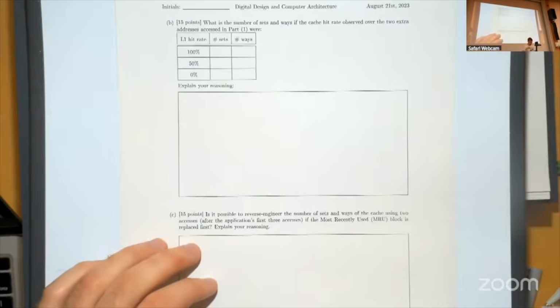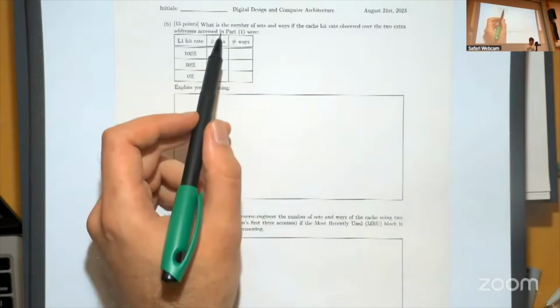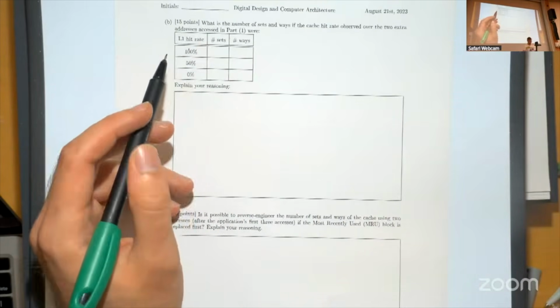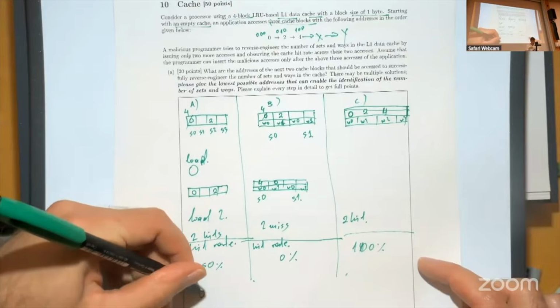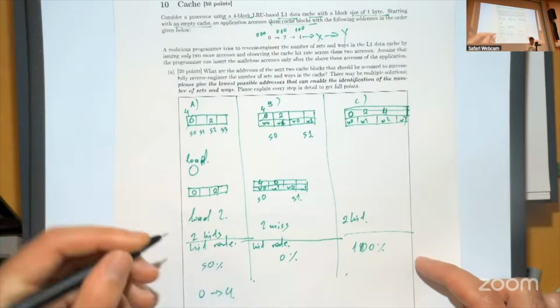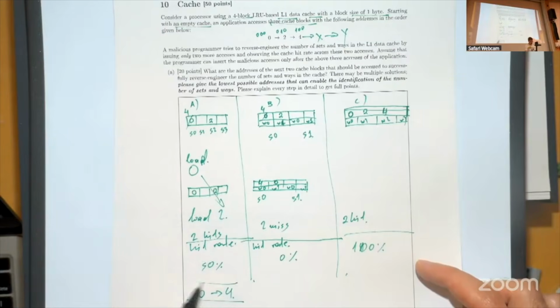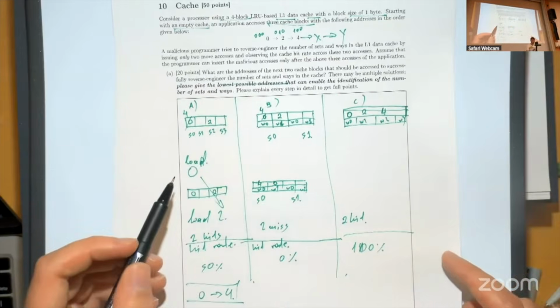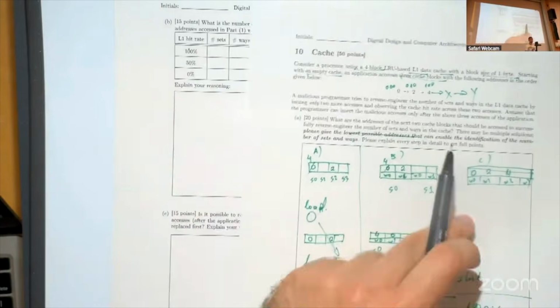Moving on to B, what is the number of sets and ways if the cache hit rate observed over the 2 extra addresses in part 1 were 100%, 50%, and 0%? So here, I have to say, there is an alternative solution that uses 0 and 4 instead of 0 and 2. But this is not the optimal solution because we were looking for the lowest possible address that you can use. So that's why here you have to fill in your results based on what you did in the first step. That's why we ask this.